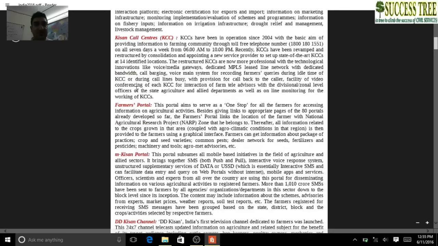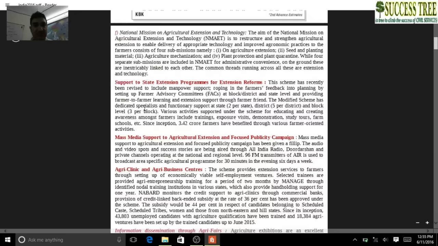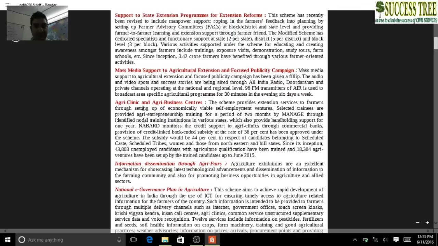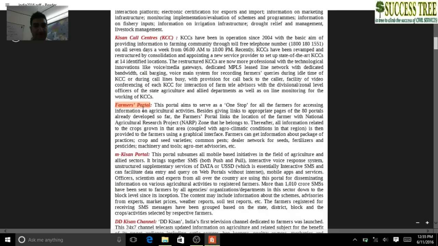Very small point is written there: DD Kisan channel, M Kisan portal, farmers portal. Right, do you see the farmers portal? So farmers portal is given there, M Kisan portal, all these are to be used. We have done it many times in the extension services, M Kisan portal.